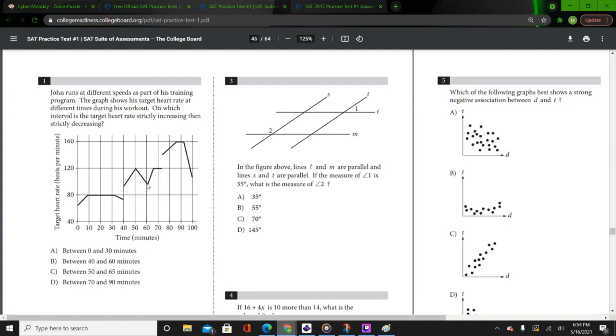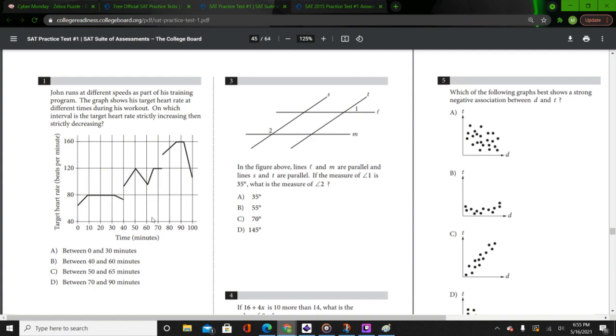It looks like it's just between 40 and 60, right off the bat, though I would have to pull up the answers. And yeah, that actually is the answer, just between 40 and 60. But let's go through everything else. Between 0 and 30, there's increasing and there's stagnation. There's no decreasing, so that's wrong. 50 and 65, 50 and 65.